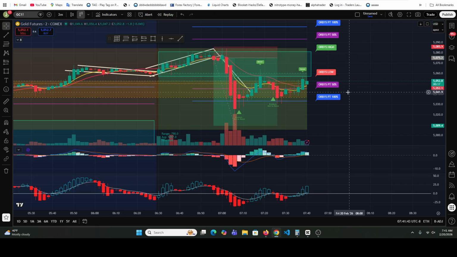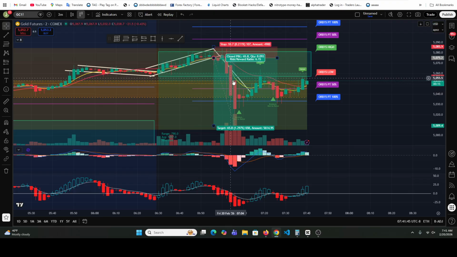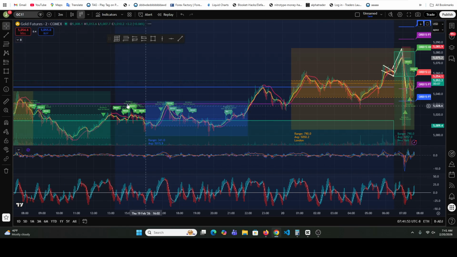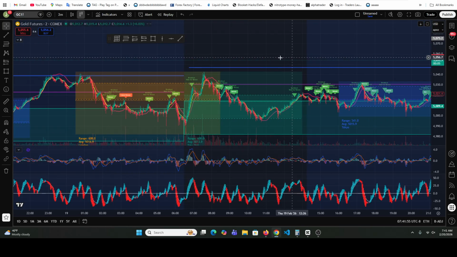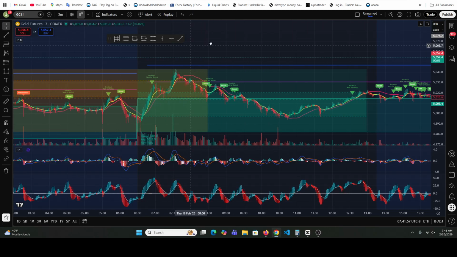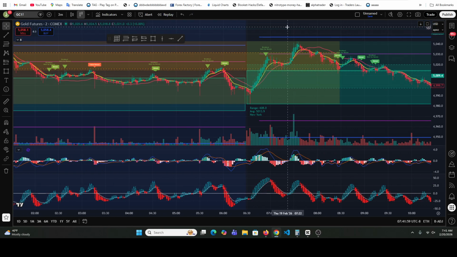What other confluences do we have here? We do have the ORB. It broke out of it and then it just continued to push all the way down. We hit purple, we hit blue. Let's go look at another day example for gold using the same idea of just using a flag. That's all you're doing, is using the flag.